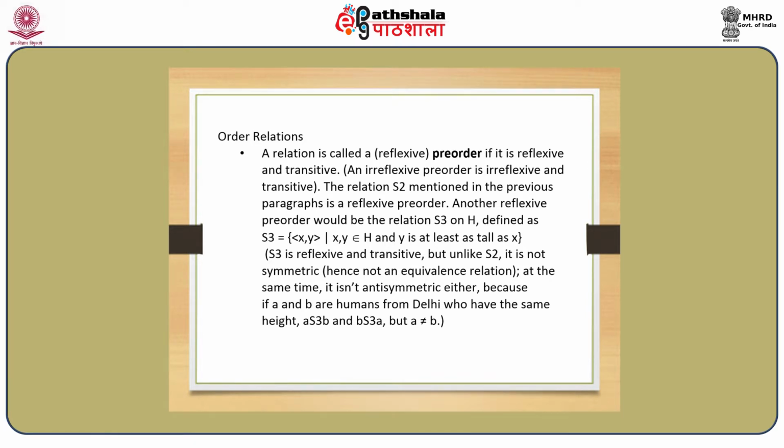S3 is reflexive and transitive, but unlike S2, it is not symmetric, hence not an equivalence relation. At the same time, it isn't antisymmetric either, because if A and B are humans from Delhi who have the same height, then A S3 B and B S3 A, but A is not equal to B.